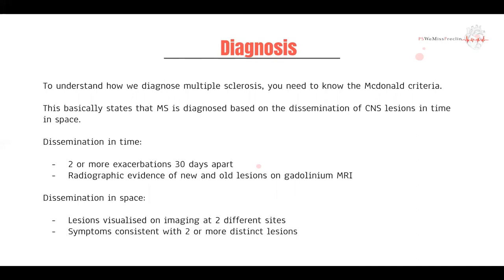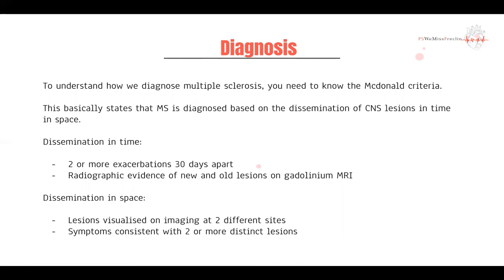So what this means is you need lesions that have appeared at different points in time, which can be seen either in terms of clinical manifestations with new symptoms or imaging changes. So let's say you do a gadolinium scan, you see both acute flare-up hyperintensities as well as hypointensities that might indicate a past inflammatory picture or a past plaque.